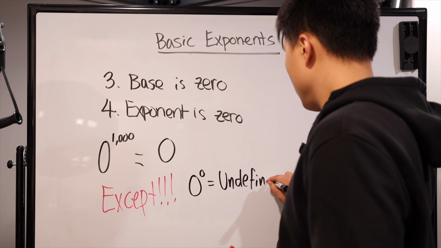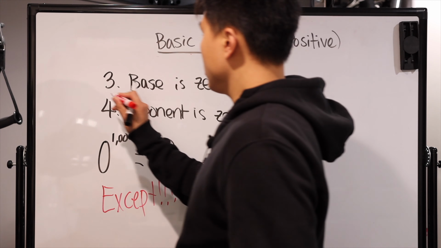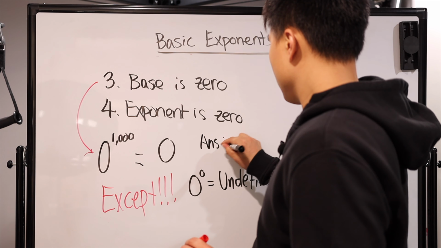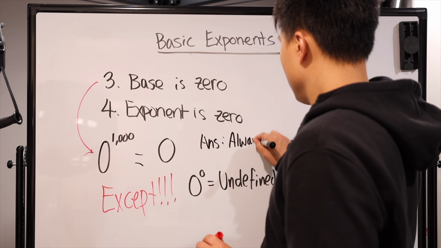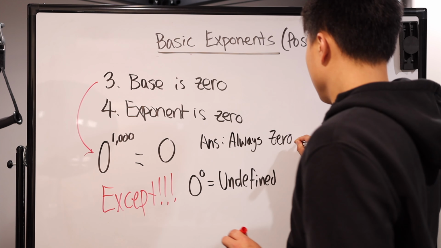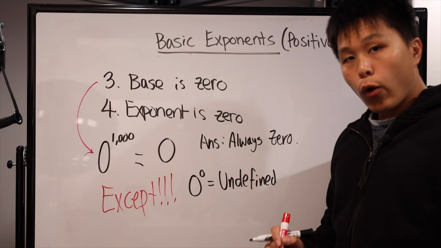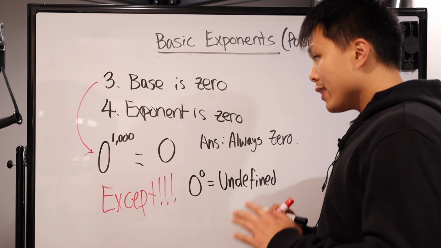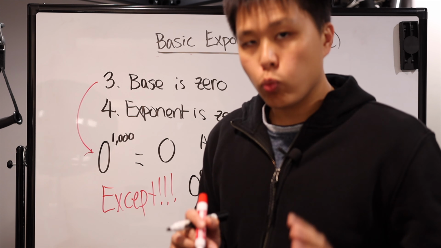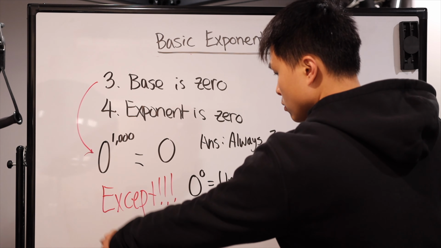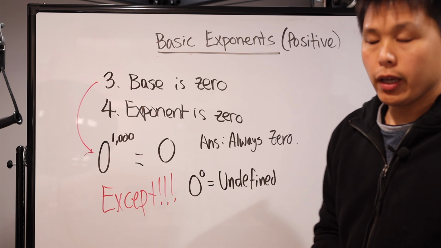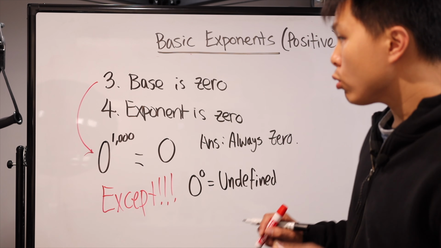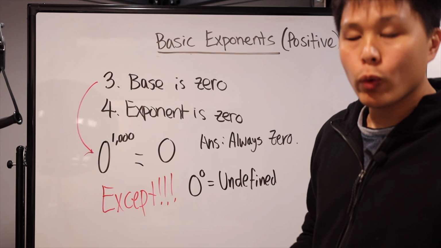Okay, so for case 3, the answer is always 0. Always 0. Okay. Case 4 is very different. The exponent is 0. In that situation, the answer is always 1, except this scenario. Okay, this exception, always remember that. Other than that, case 3, the answer is always 0. Case 4, the answer is always 1.